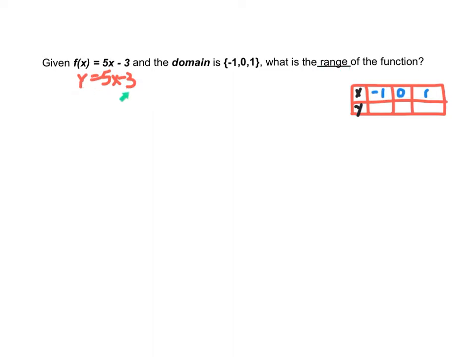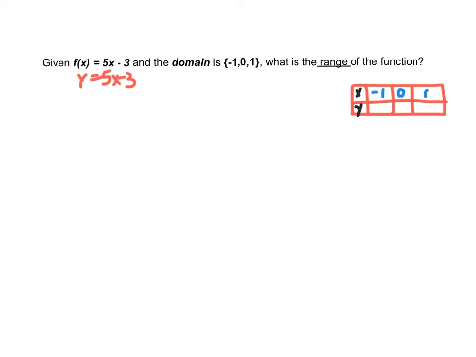So we're going to use this function and we're going to plug it in. Remember, y is a function of x, so we're going to find a function of -1, or f of -1, using this equation, and we're going to find f of 0 and f of 1. So let's start with -1, okay?